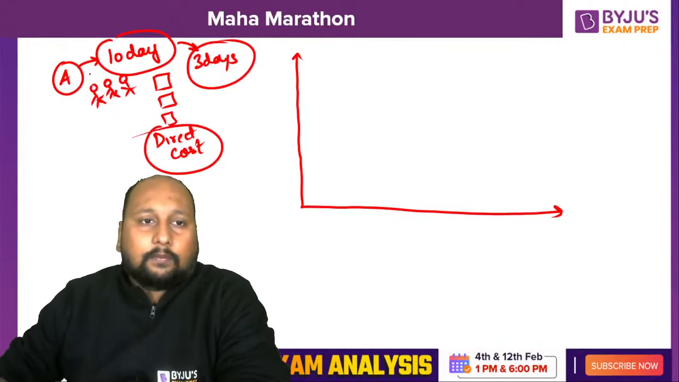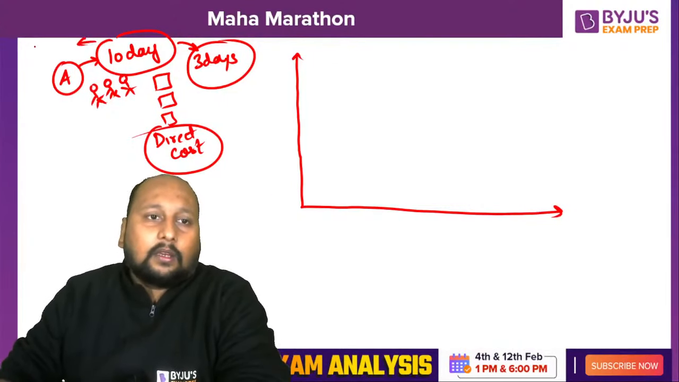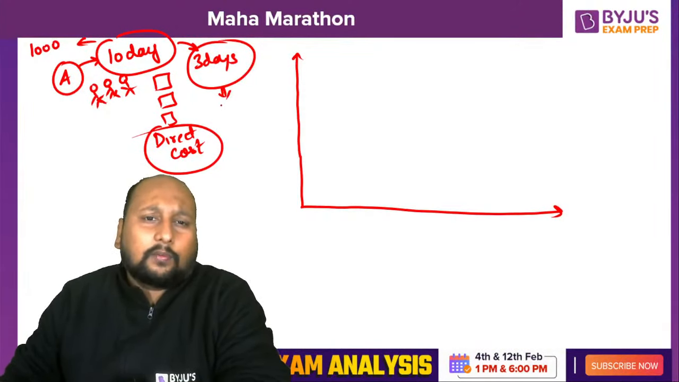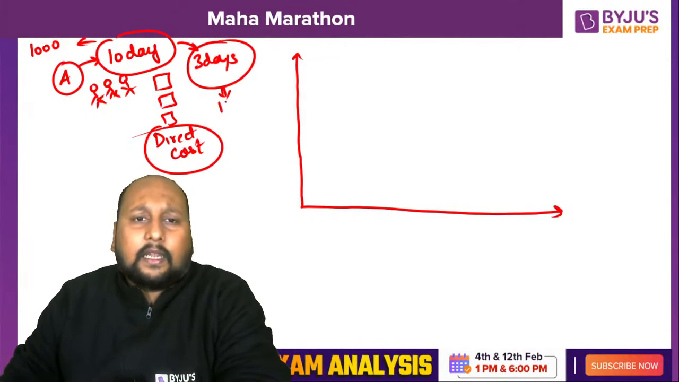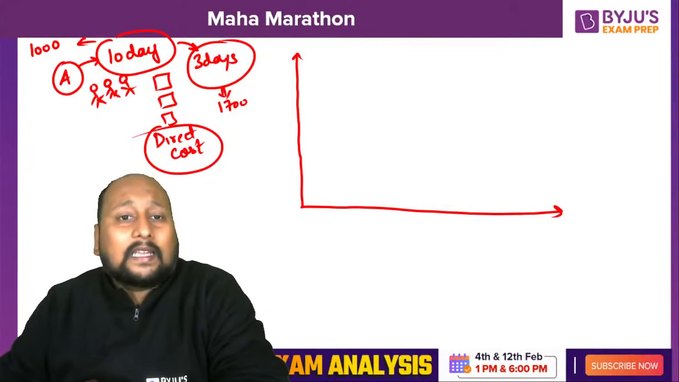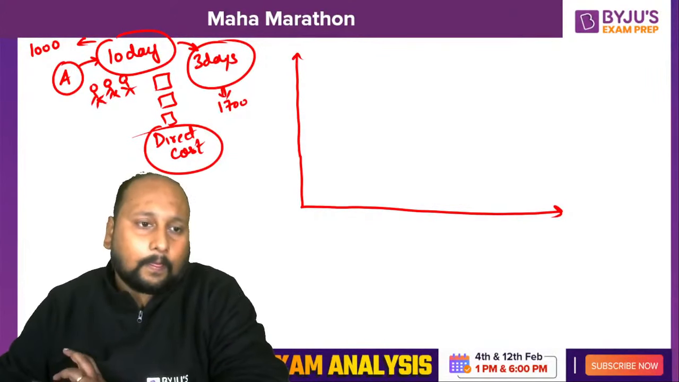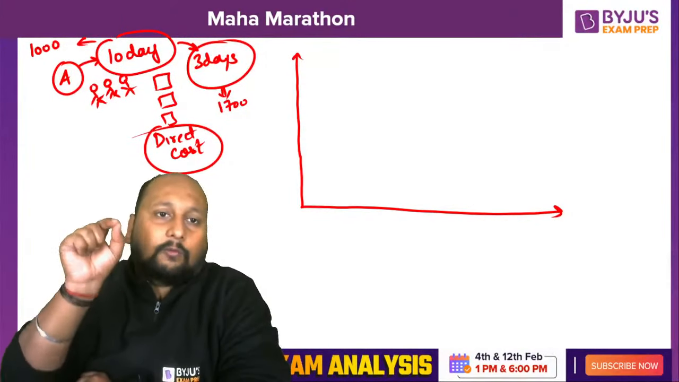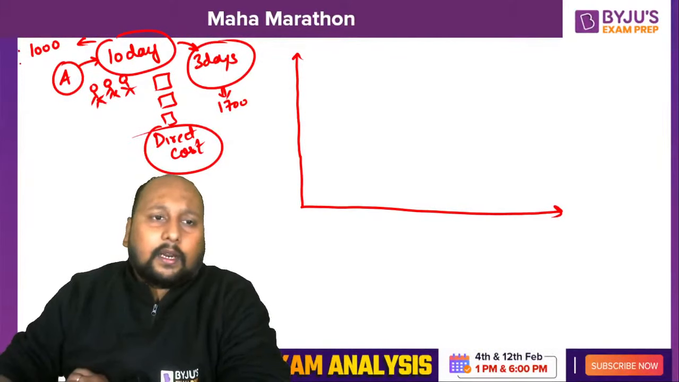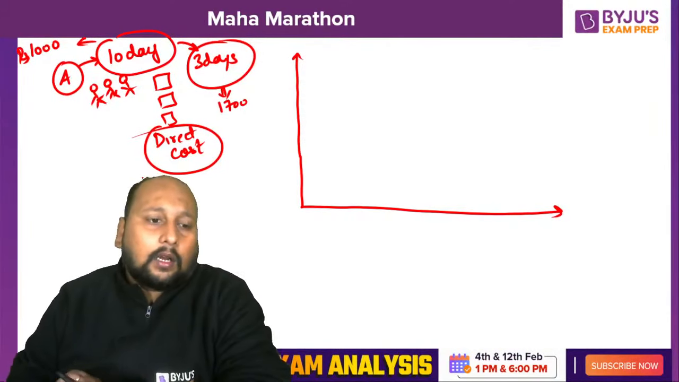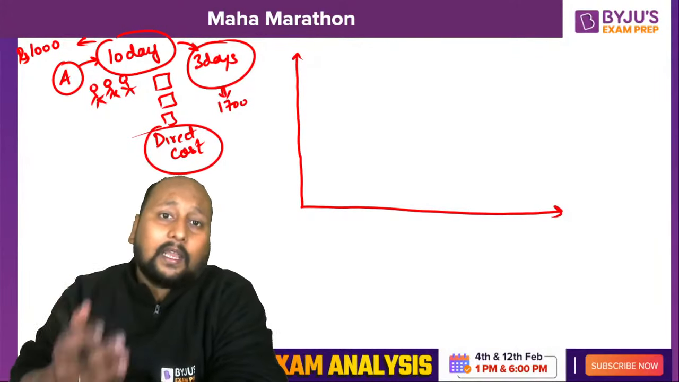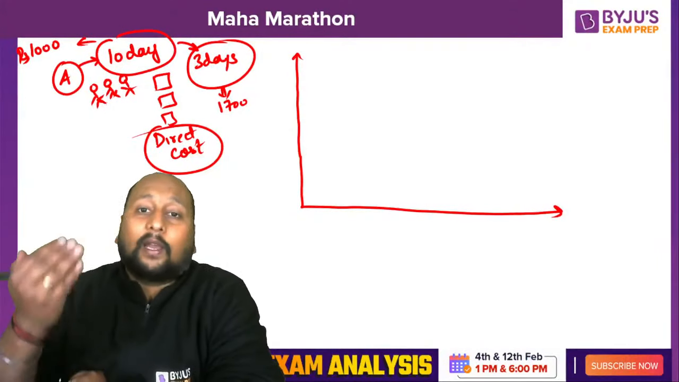Now, let us suppose initially for 10 days it was costing me rupees 1000, right? And for 3 days it is costing me, let us suppose, 1700. Okay, so can you tell me per day what is the additional cost that I need to pay? If that activity A, which was supposed to be completed normally in 10 days, was costing me rupees 1000, and when I'm completing in 3 days it is costing me 1700, can you tell me on an average what is the per day cost that I need to bear if I want to crash by 1 day or 2 days? Anyone?